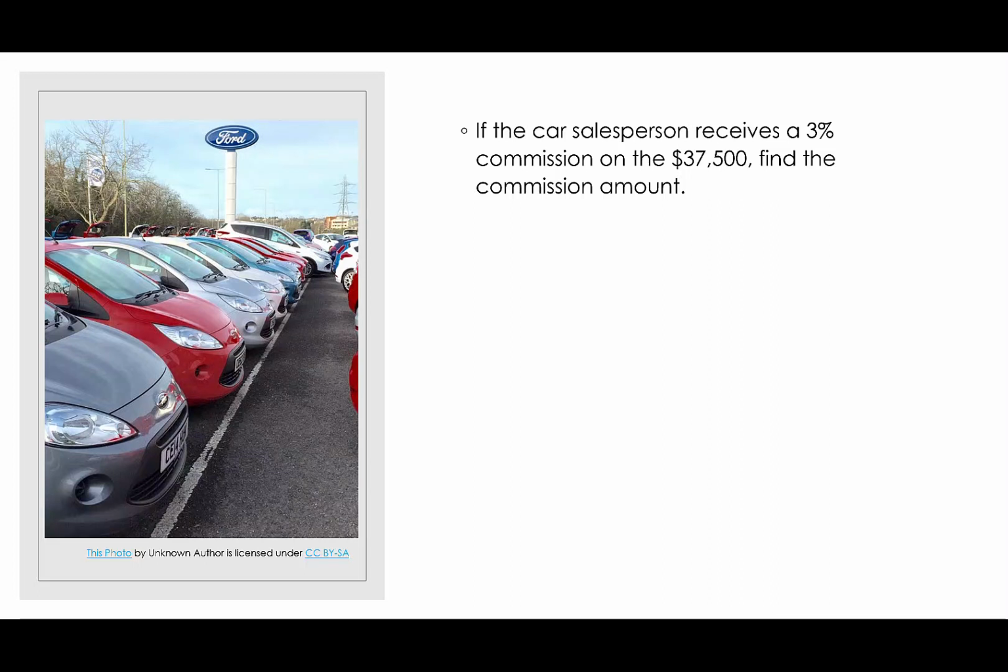We know that 3% needs to be written as a decimal, which is 0.03. We'll multiply the 0.03 times the whole price of the car, $37,500, which says the commission was $1,125. Now that we've covered a variety of problems, you're ready to go practice and see what you've learned.